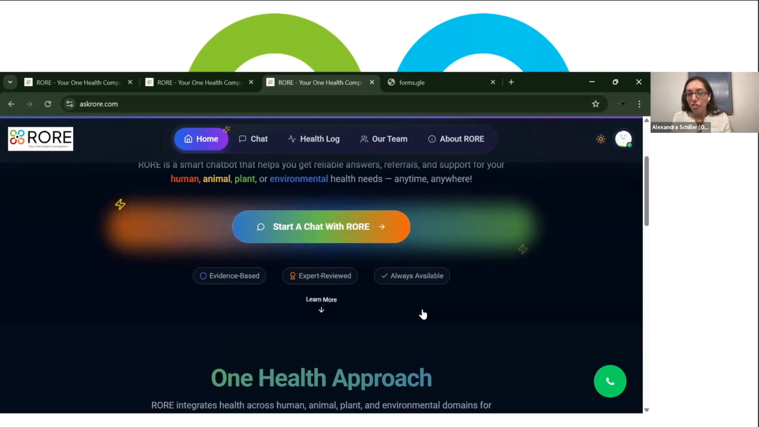Great. Another question. During the presentation, you mentioned that Rore will bridge the gap for individuals. It doesn't just stay at being a virtual platform. How do you intend to integrate local service providers in the locality of users?